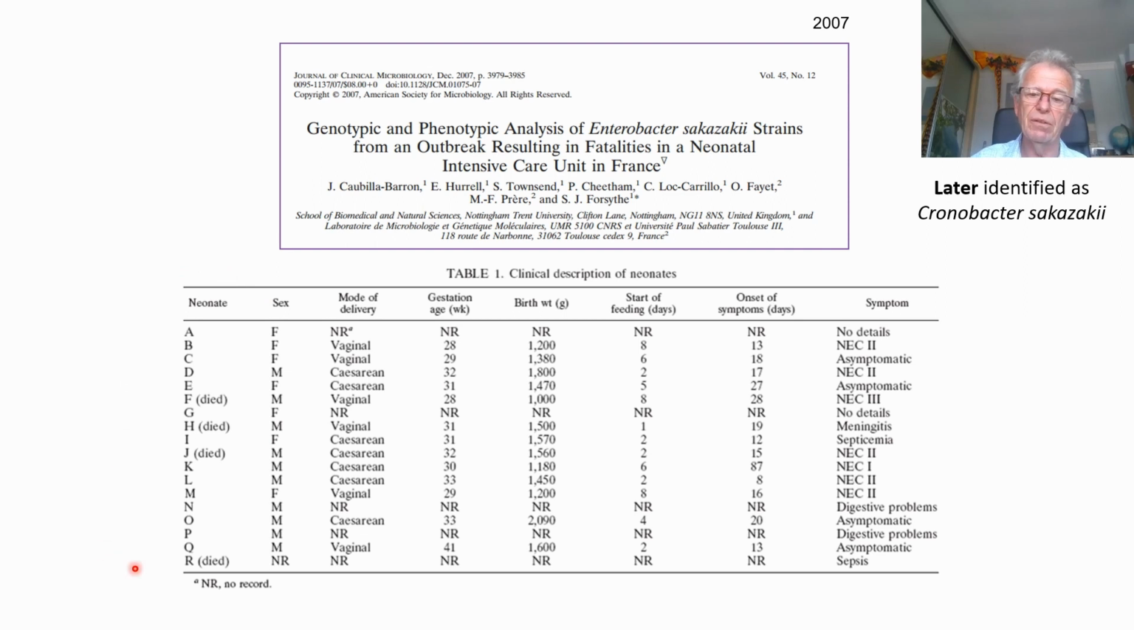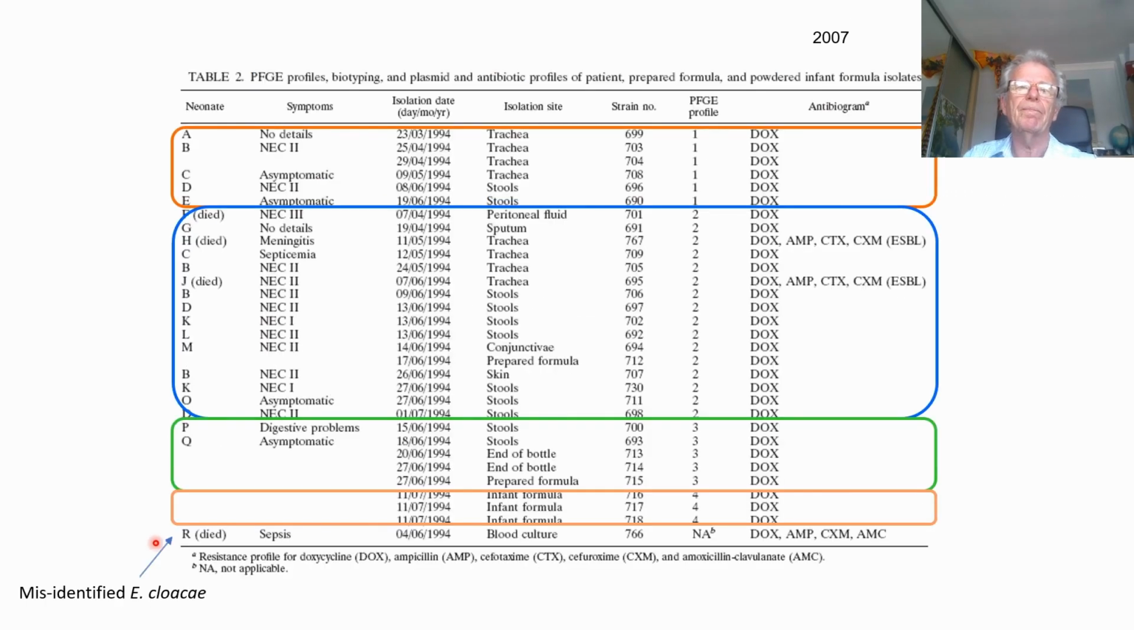They came from a range of babies, and we also have isolates from prepared feeds and end of bottle as well. When we did the pulse field gel electrophoresis, which is what you did in those days, we found that the strains divided into 4 groups, and 3 babies died who had the pulse type 2 strain. There was a 4th baby that died, sadly, and when we came to analyze using 16S, it turned out that was a misidentified Enterobacter cloacae and was not sakazakii.